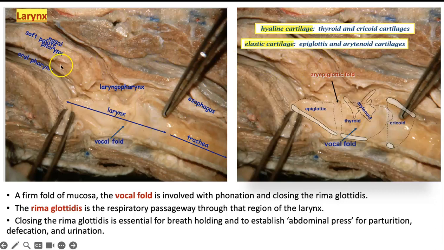If you look at this one, you can see now the oropharynx, and you have the larynx here, we have the vocal fold, the laryngopharynx, esophagus, and the trachea here, and you can see the epiglottis here, thyroid, and the arytenoid and the cricoid cartilage.